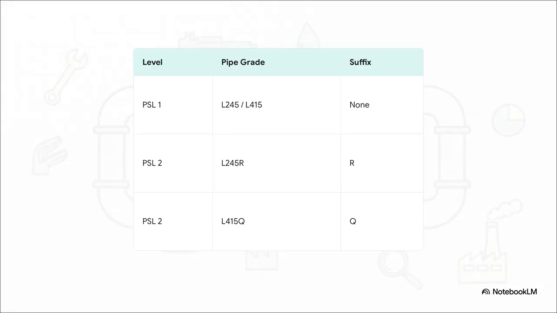And when you decode the actual naming conventions printed on the pipe, those letters and numbers actually tell a story. For SI units, the letter L is followed by the minimum yield strength in megapascals. So L245 means exactly 245 megapascals. For USC, you get familiar terms like grade B or X60. But here's the kicker for PSL2. A mandatory suffix letter is added right at the end. An R means it's as rolled, while a Q explicitly states the steel was quenched and tempered. So just by glancing at the name, you know exactly how that metal was treated in the factory.